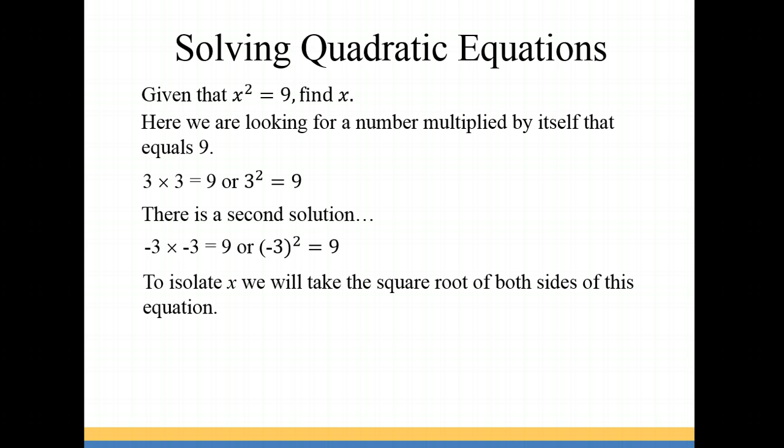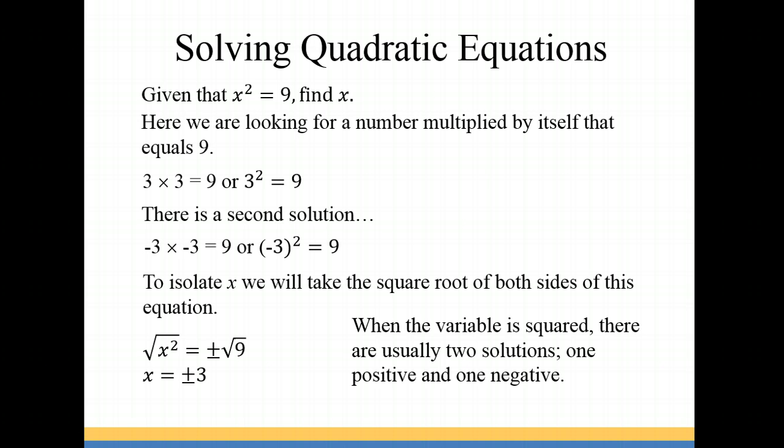So what we want to do is be able to solve these algebraically. So we're going to work the equation by taking the square root of both sides. When we take the square root of x squared, we get x. And when we take the square root of 9, we get 3. But remembering that we have two solutions, one positive and one negative, we're going to put plus or minus in front of the number 3 in order to show that we have those two solutions.